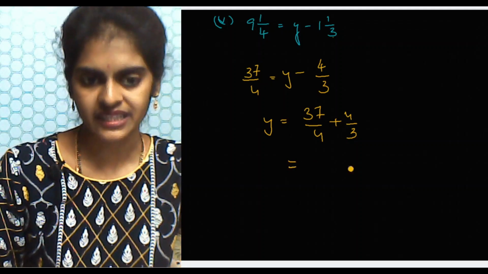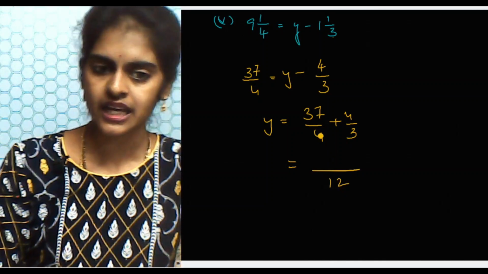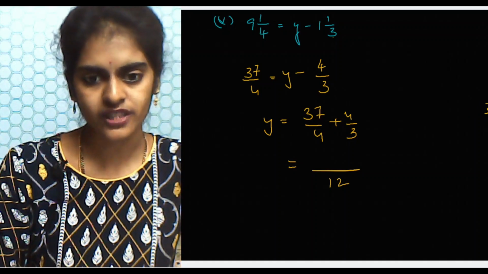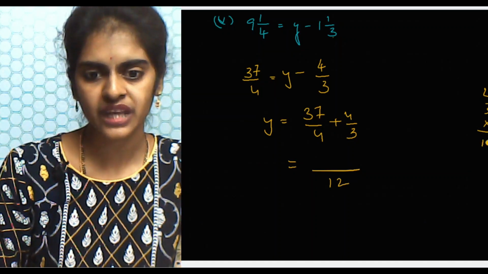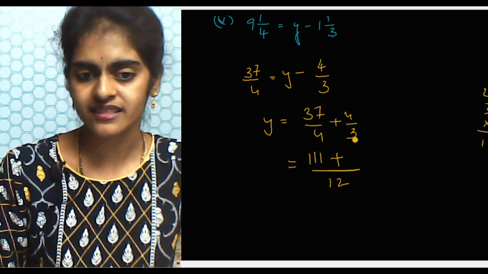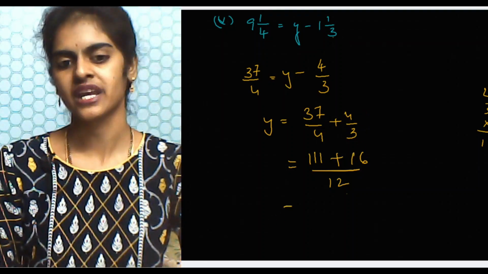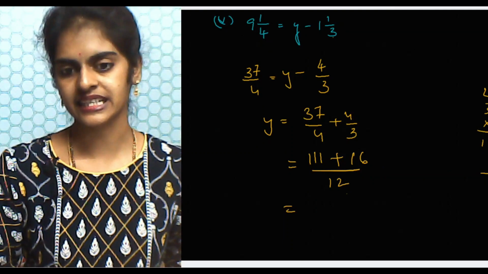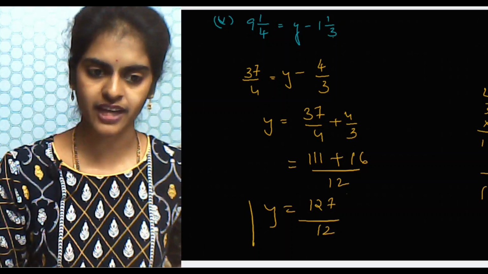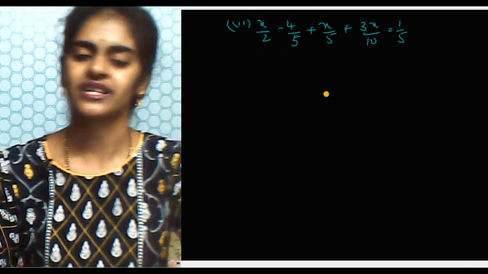Okay, so now just take the LCM and solve it. So the LCM of 4 and 3 is nothing but 12. Now you see, 4 3s are 12, so the numerator also you have to multiply by 3. So 37 3s gives you 111, plus. Now this is 3 4s are 12, so the numerator also you have to multiply by 4. So 4 4s are 16. So 111 plus 16 gives you 127. So it is 127 divided by 12. The value of y is 127 divided by 12. Okay, so let us move on to the next one.